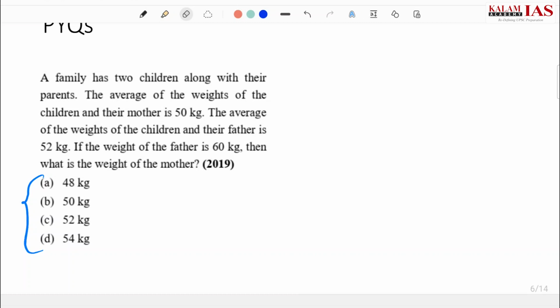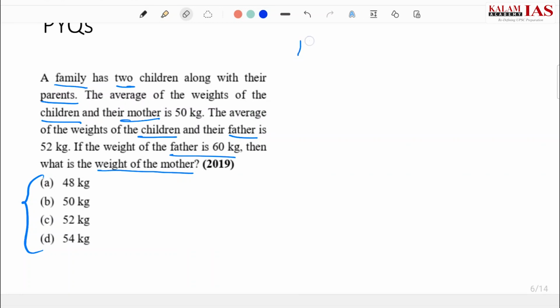I hope everyone has attempted the question. It is said a family has 2 children with their parents. The average weight of the children and mother is 50 kg. The average weight of children and father is 52 kg. If the weight of father is 60 kg, then what is the weight of the mother?